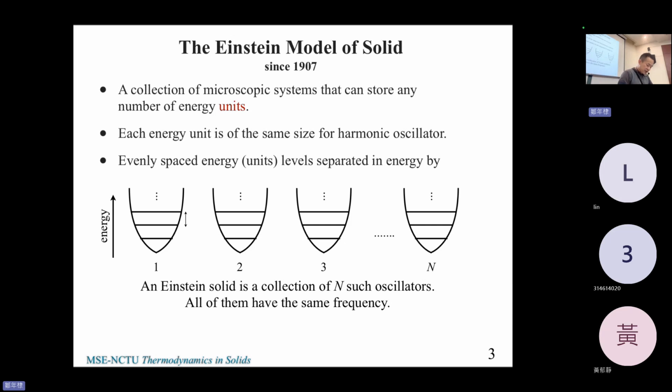So the first model is the Einstein model, since 1907. It's a collection of microscopic systems that can store any number of energy units.